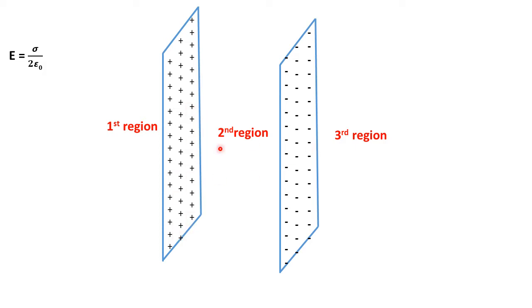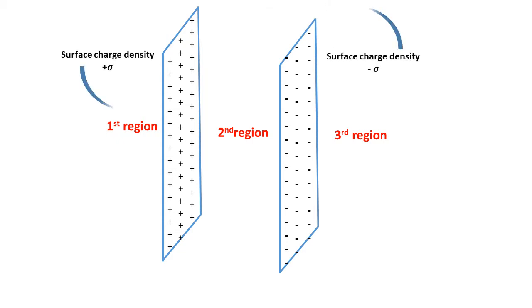So two such thin sheets of charge we take. One is positively charged and the other one is negatively charged. First one is having its uniform surface charge density as plus sigma, and second one is having its uniform surface charge density as minus sigma. The space around these two thin charge sheets is divided into three regions. First region is lying to the left of the positively charged plate, second region is lying in between these two charged plates, and third region is lying to the right of this negatively charged plate. We will find electric field intensities in these three regions.